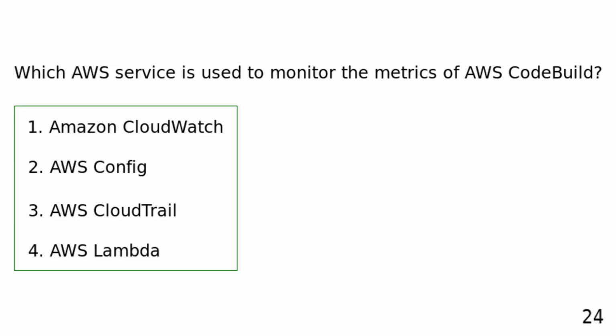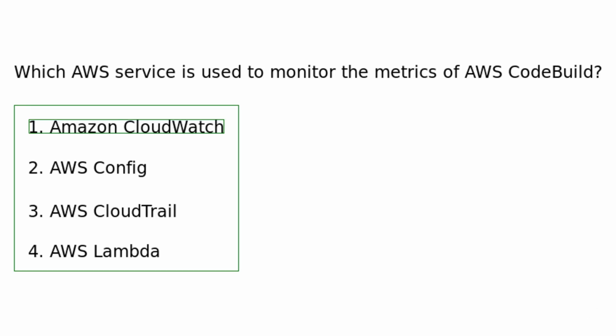Which AWS service is used to monitor the metrics of AWS CodeBuild? Amazon CloudWatch. AWS Config. AWS CloudTrail. AWS Lambda. Amazon CloudWatch is used to monitor the metrics of AWS CodeBuild, such as build duration and success rates.